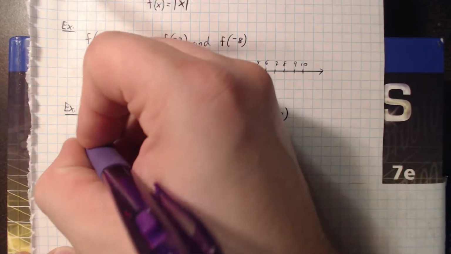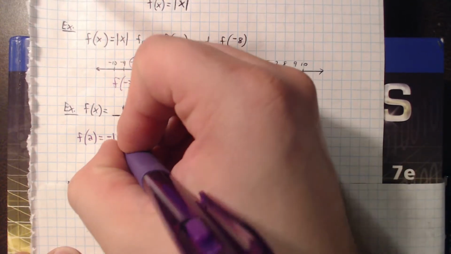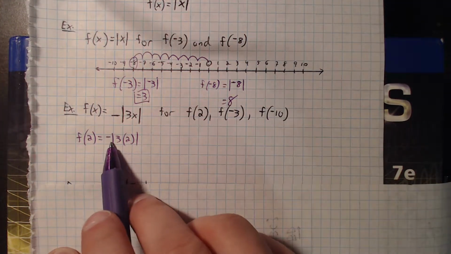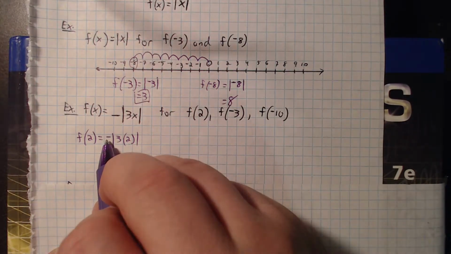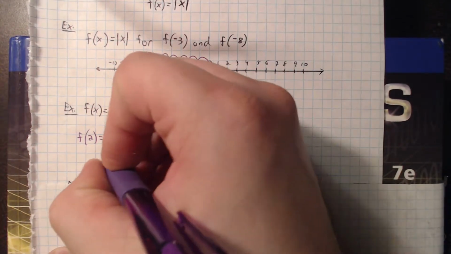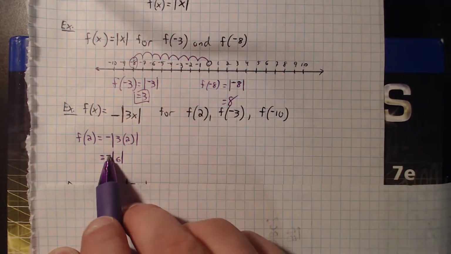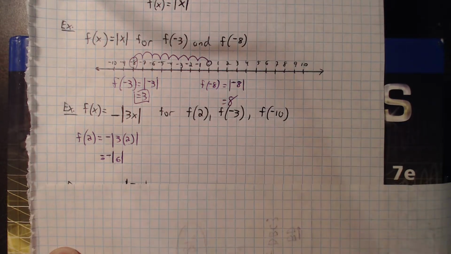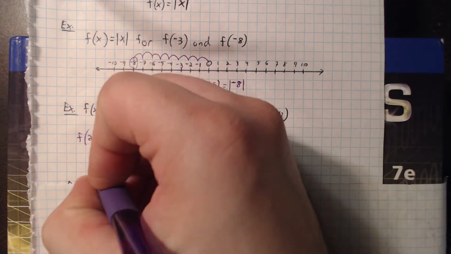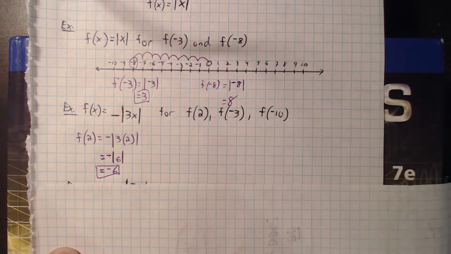If we evaluate at 2, that means we want to do the absolute value of 3 times 2. Also, we have this negative we don't want to forget. So 3 times 2 is 6. So it's asking us for the negative absolute value of 6. Well, the absolute value of 6 is 6, times that -1 would be -6.